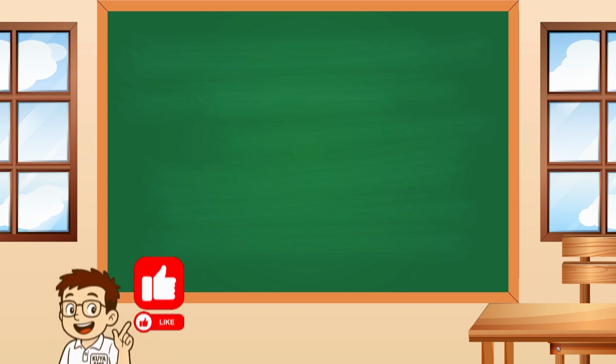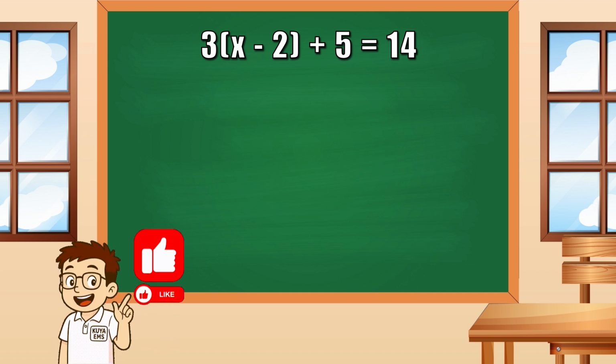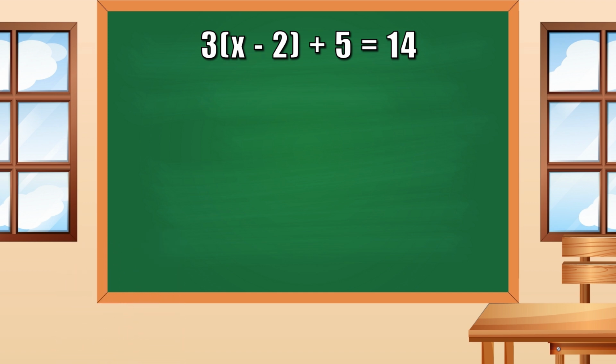Next problem. 3 times quantity x minus 2 plus 5 is equal to 14. Step 1 is to distribute 3 to everything inside the parentheses. So 3 times x is 3x, and 3 times 2 is 6. So our equation becomes 3x minus 6 plus 5 is equal to 14.